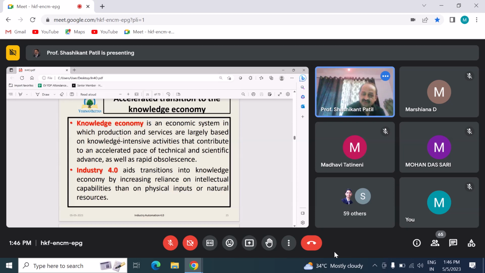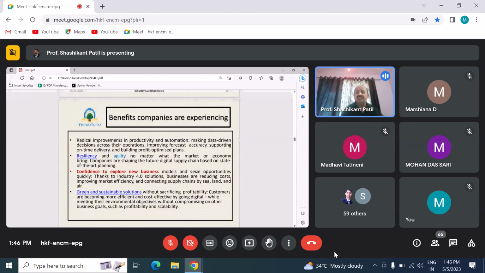It helps. Then what kind of benefits are companies expecting from Industry 4.0? There are many companies that have already started using it. They are experiencing radical and revolutionary improvements in productivity and automation, because by making data-driven decisions across their operations, they can forecast and predict. They are useful for predicting and estimating, and with the help of that they get accurate predictions, supporting on-time delivery.